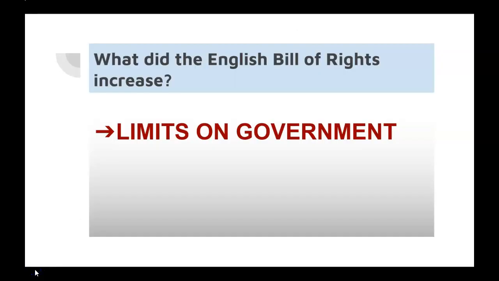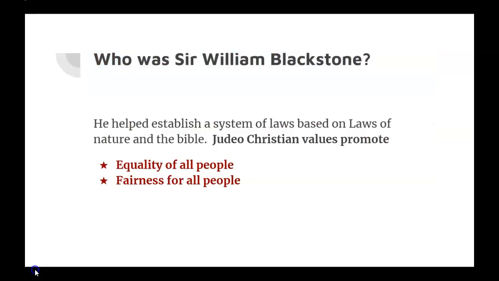Ultimately, what did the English Bill of Rights achieve and what did they increase? Limitations on government. This is precisely the purpose of adding the Bill of Rights to the U.S. Constitution as well. Limits on government, protecting liberty.